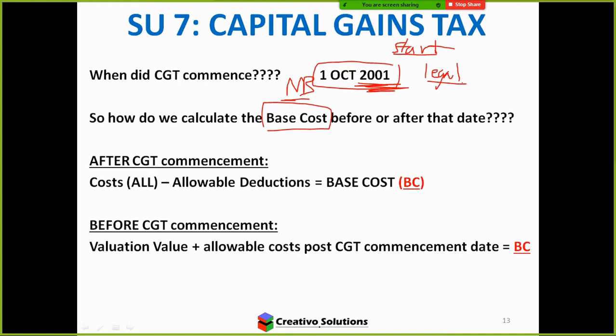So how do we calculate the base cost before or after? If it's after CGT, in other words, if you buy property in 2005, which is after the commencement of CGT, your base cost would be your costs minus any allowable deductions. That would be your base costs. Make sense? What would be an allowable deduction? An allowable deduction would be something that you would have claimed in the form of capital allowances potentially. So it could be wear and tear. It could be capital allowances.